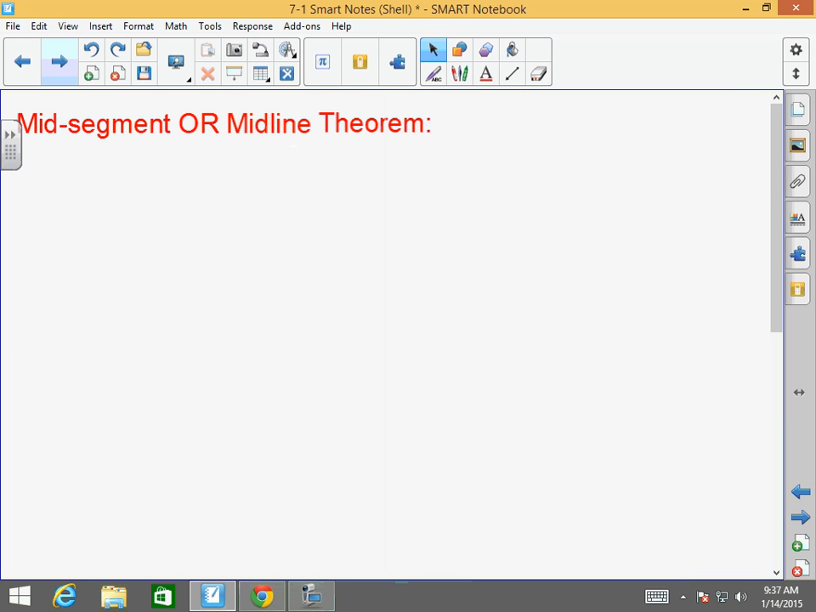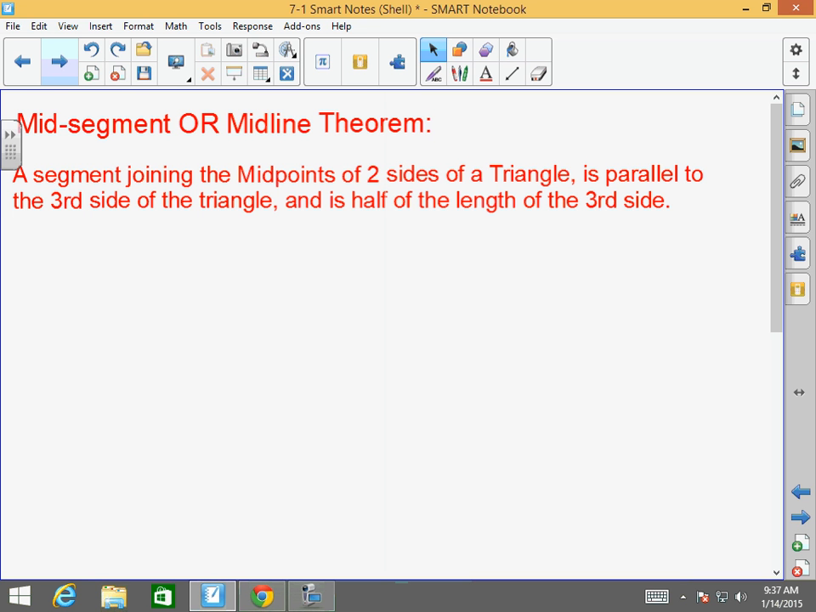Okay. Now, the midsegment or midline theorem. This is a very important theorem. You see this a lot on the SAT as well, believe it or not. And the theorem states the following, gentlemen. A segment joining the midpoints of two sides of a triangle is parallel to the third side of the triangle and is half of the length of that third side.